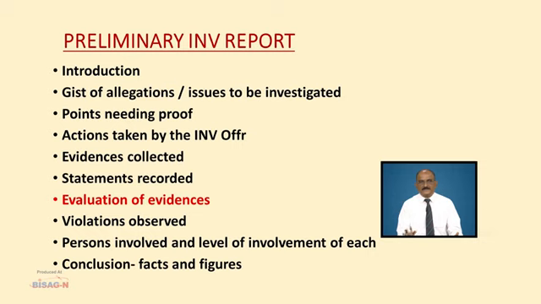You should start with the introduction: what the allegations are, how it has been ordered, how he has become the preliminary inquiry authority, and what the gist of the allegations or the issues he is going to investigate are, which should be numbered. These are the points I am covering in my investigation, and these are the points which need proof, whether or not some proof is given in the complaint, for which I am conducting the inquiry.